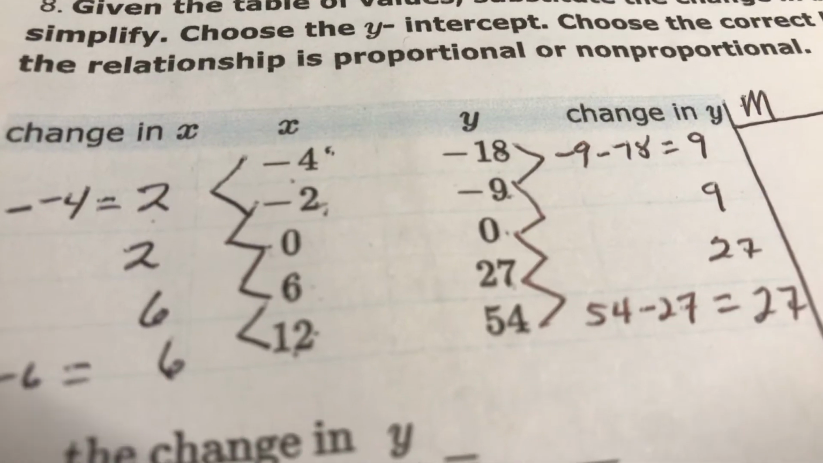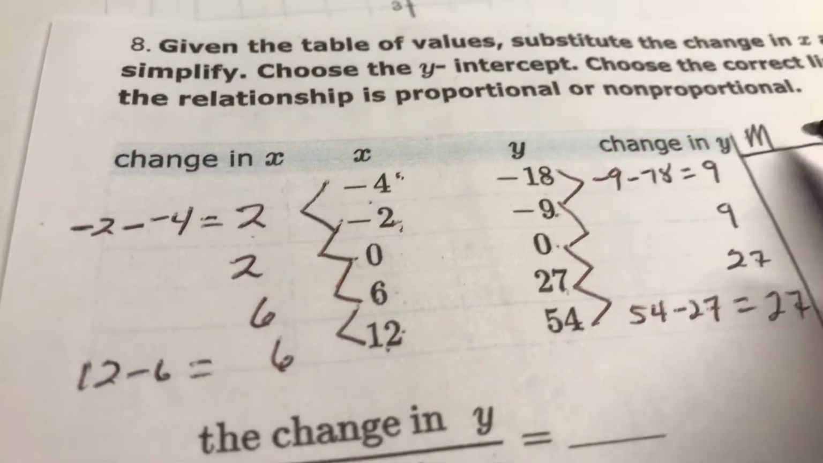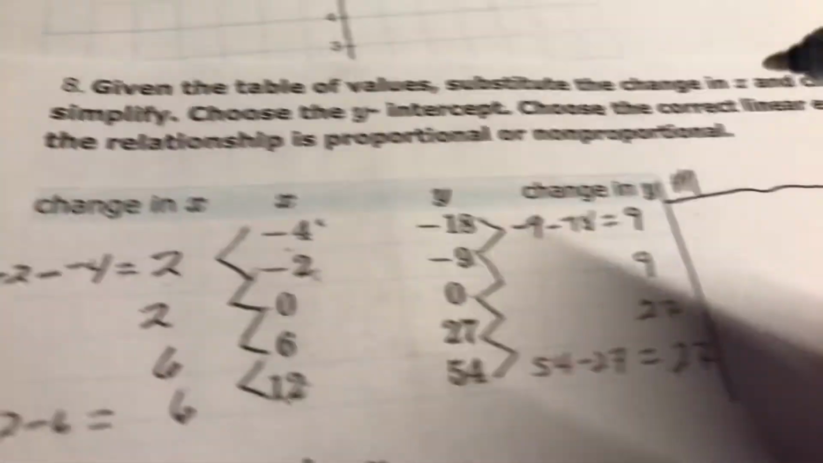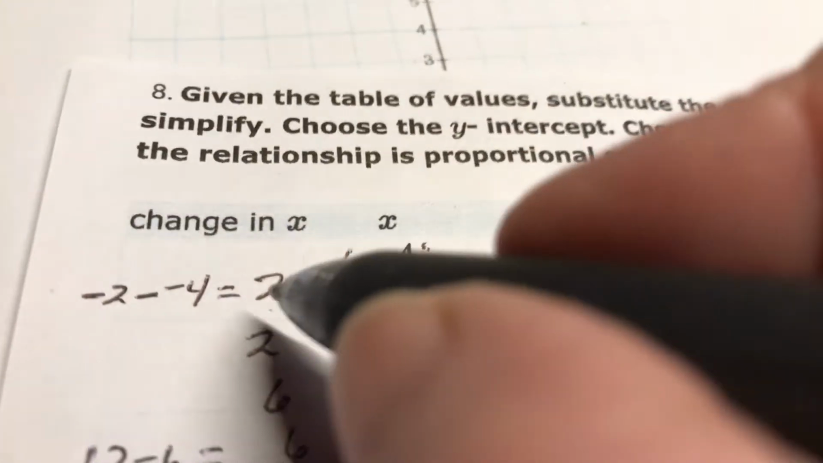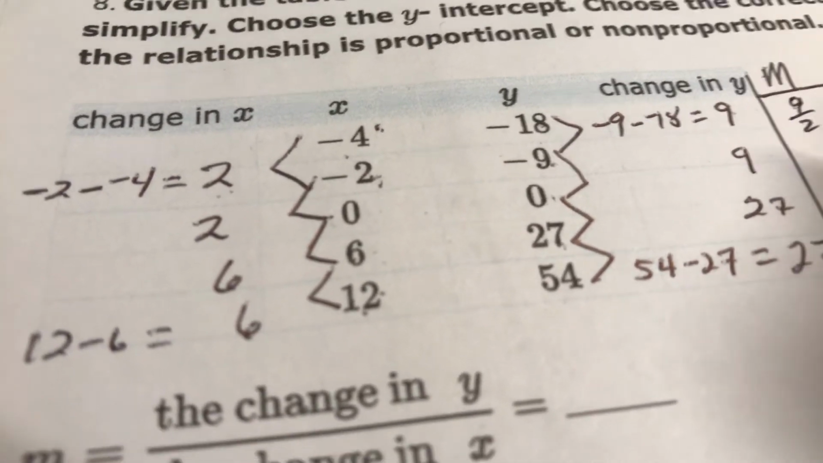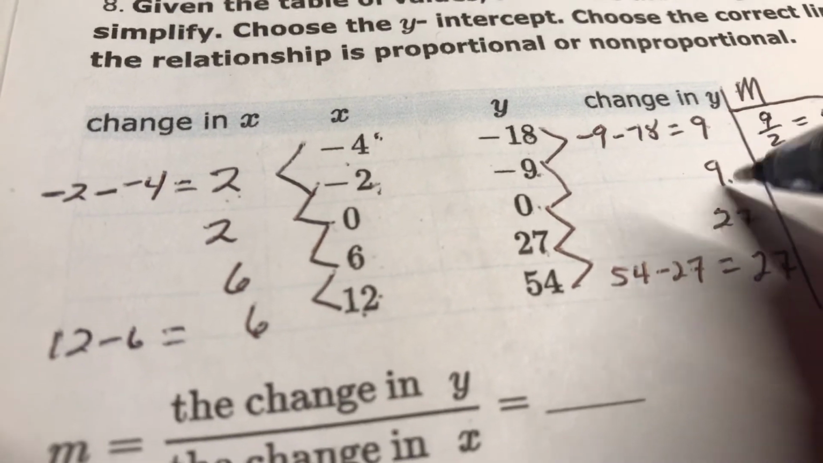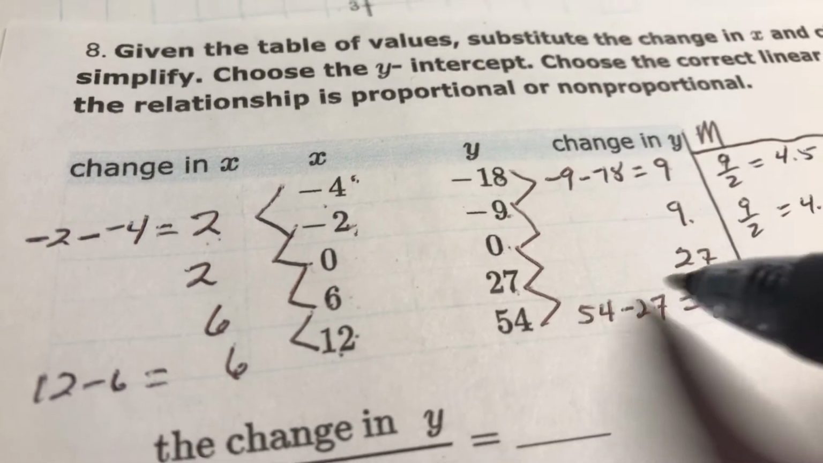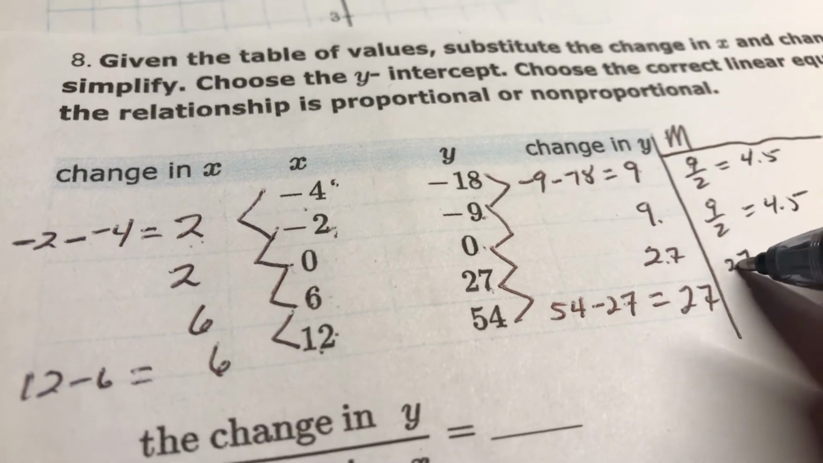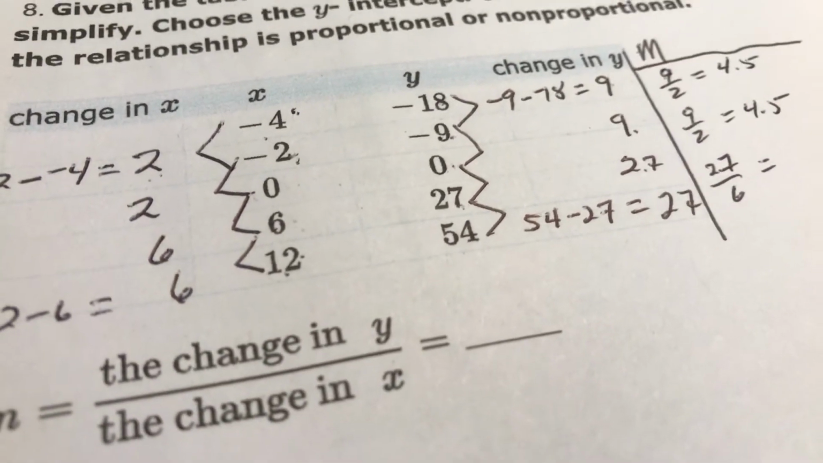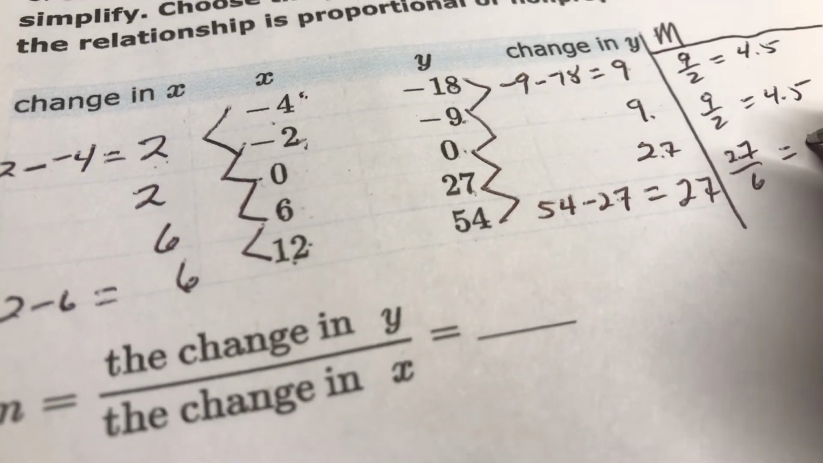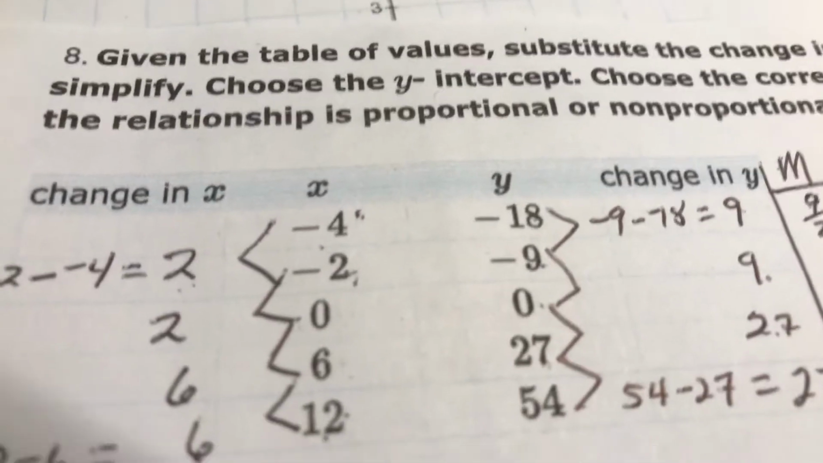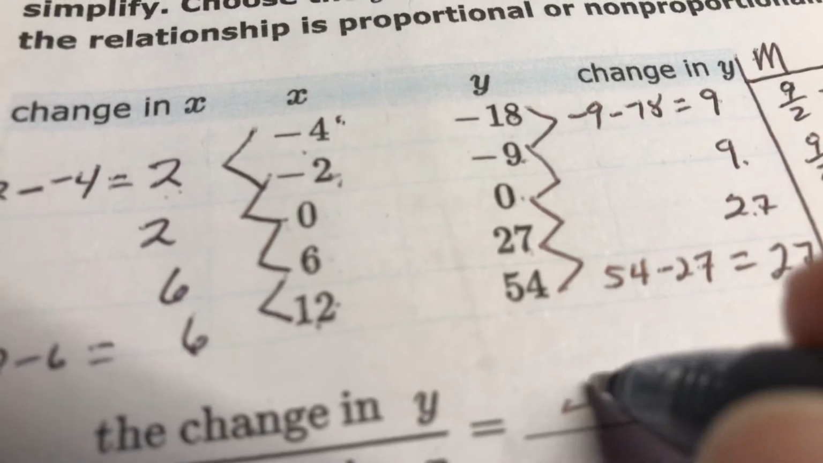The change should be the same because it's a line, but the numbers are a little bit different, so let's do this. So m is you're going to take the change in the y's over the x's. So y over x, we're going to go 9 over 2. 9 over 2, that's 4.5. All right, this one's 27 over 6, and it is also 4.5. And then this is also 27 over 6 equals 4.5. So the change in y over the change in x is 4.5.